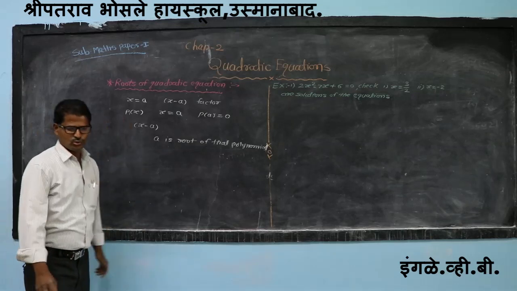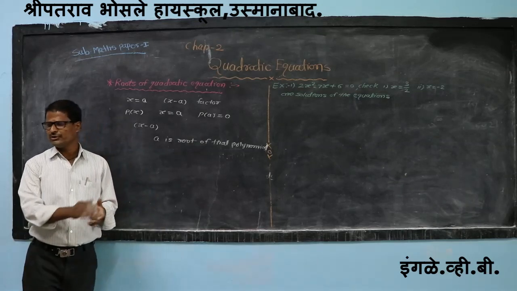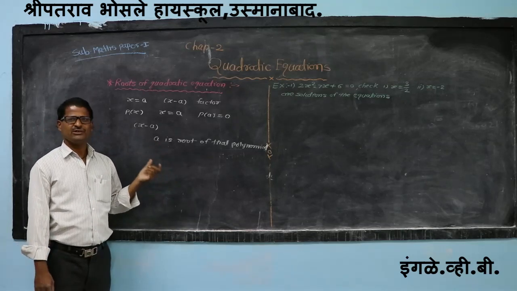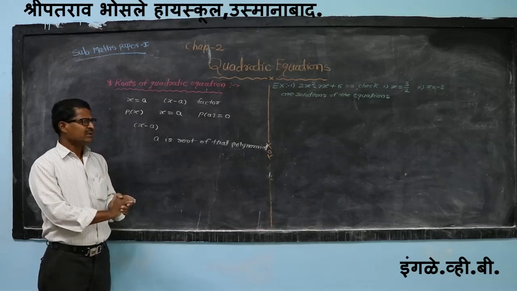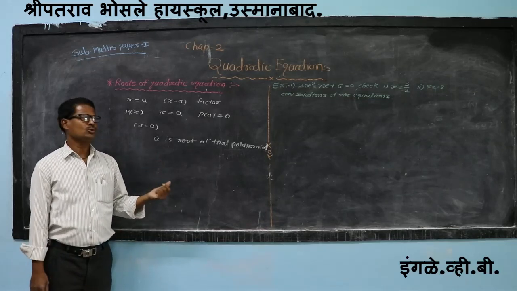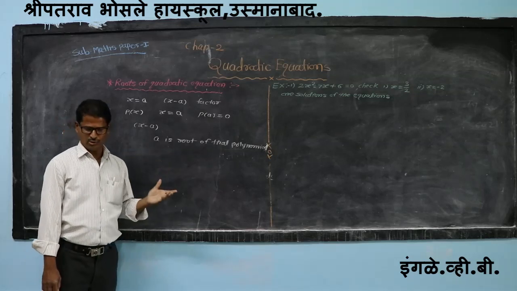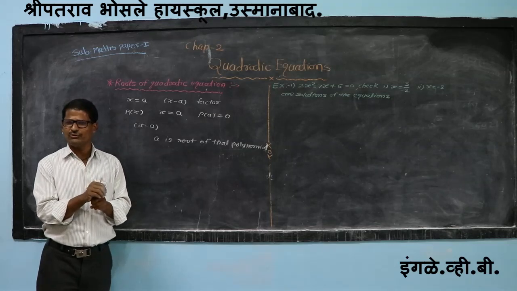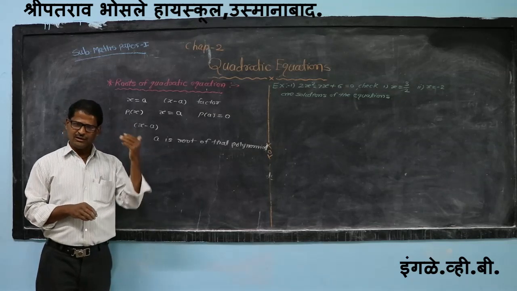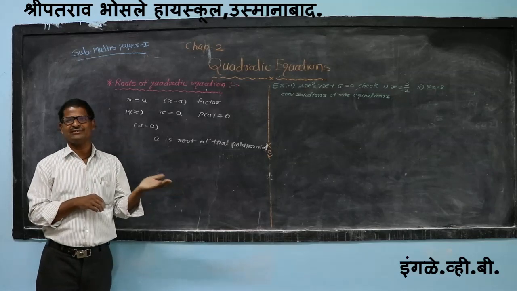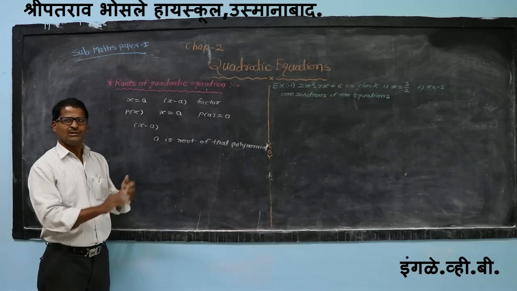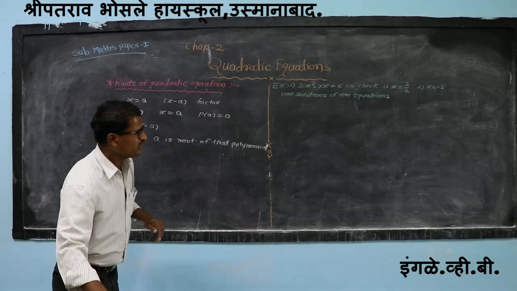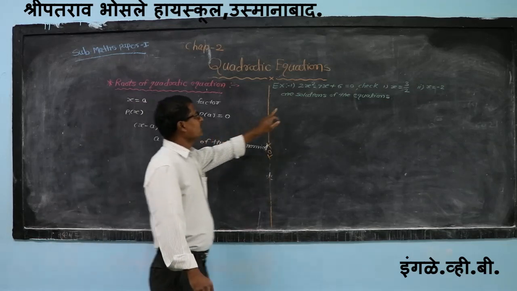So what is meant by the root of the polynomial? When we put the value of the variable in the quadratic equation and the equation is satisfied, then that value of the variable is known as the root. And second, what is meant by a satisfied equation? When we put the value of the variable in the equation, and the value of the left hand side and the value of the right hand side are equal, then the equation is said to be satisfied. Now we see the first example.